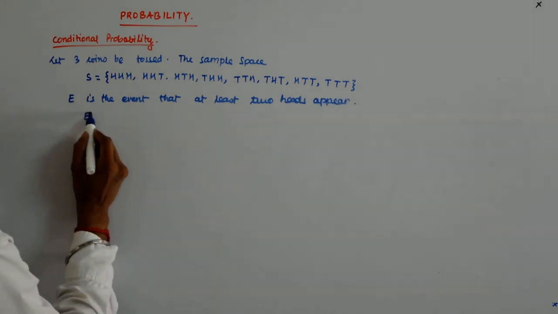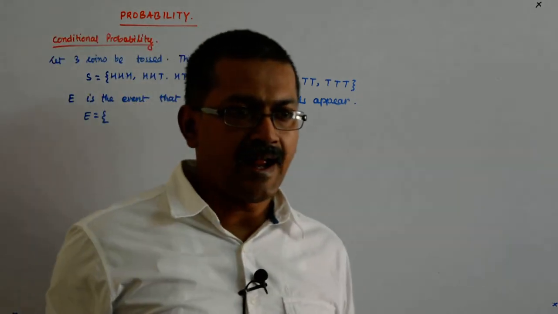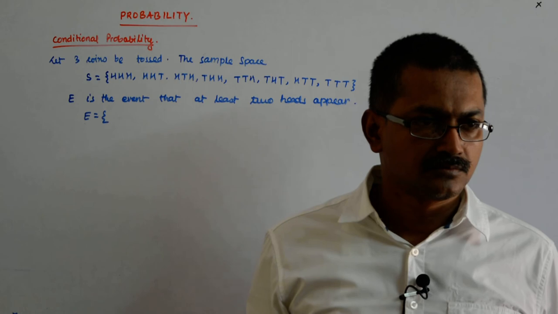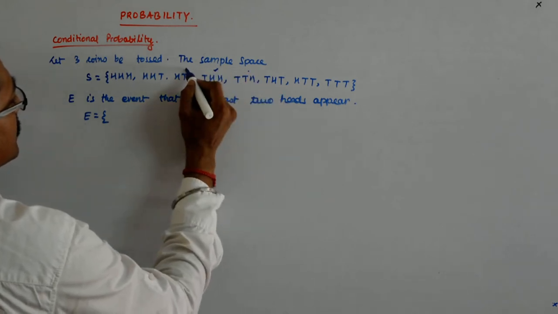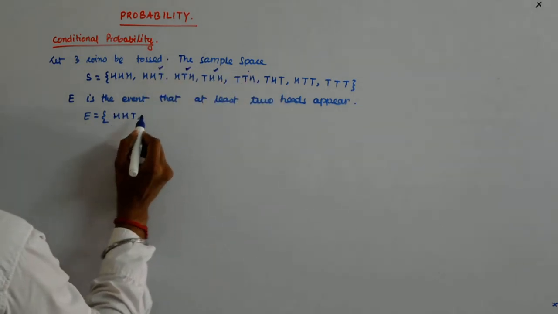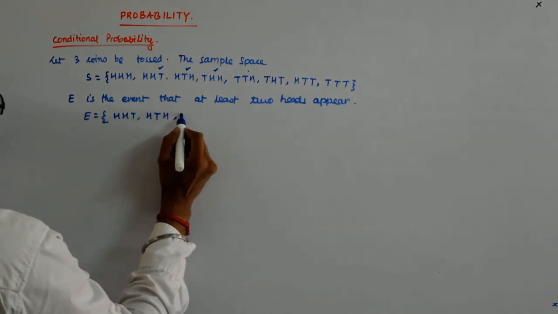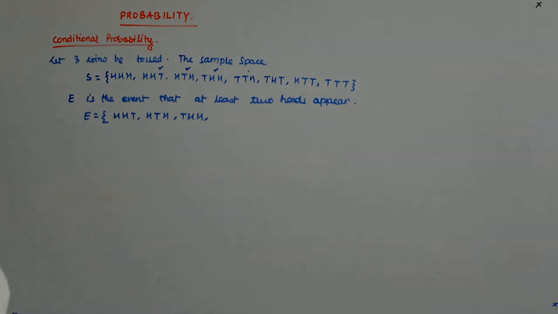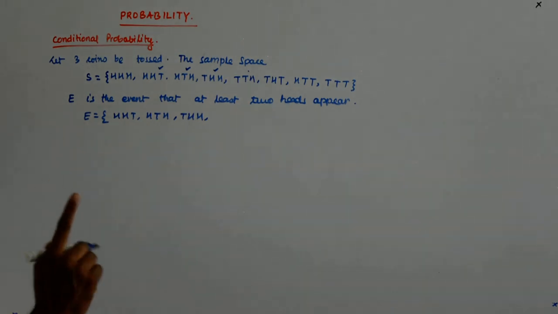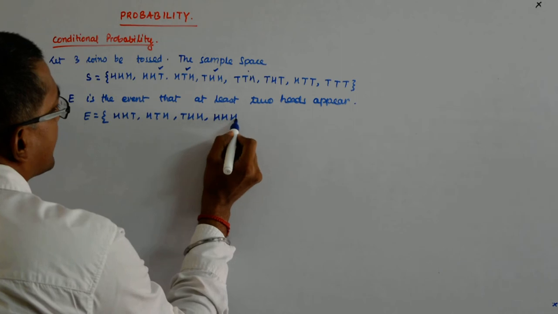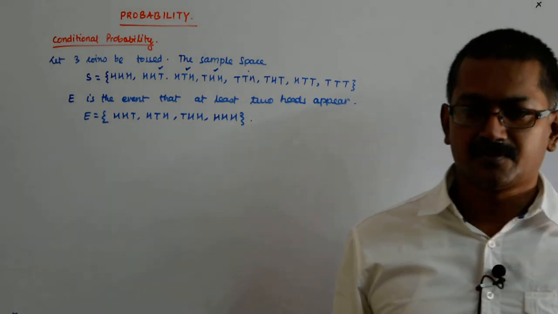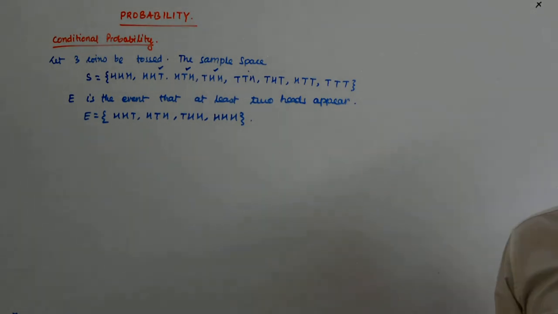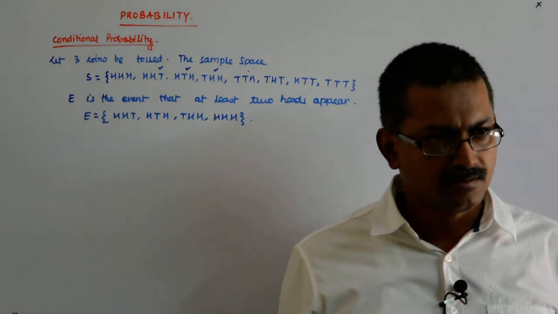So can we write the set? At least two means two or more. So we have two heads as these: HHT, HTH, THH. I was just talking about the two heads first. Now I go to three heads. So it is HHH. Happy? Fine. So two heads and three heads, both will be included.